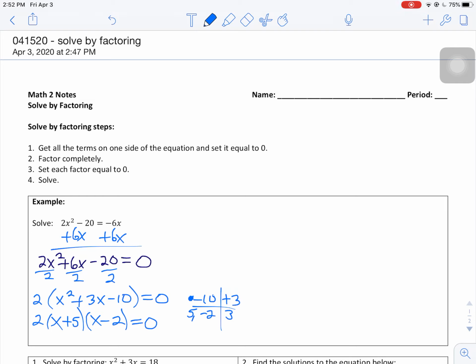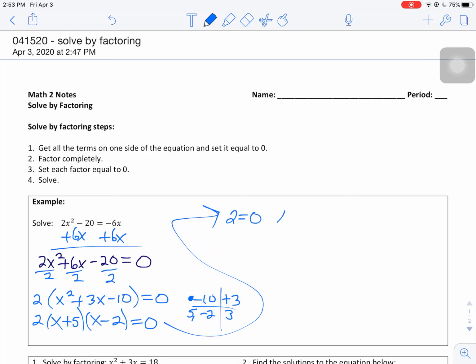So now we're multiplying 2 times x plus 5 times x minus 2. The only way we can multiply factors together and get an answer of 0 is if at least one of those original factors is 0. So for example, 2 times 0 is 0. Negative 8 times 0 is 0. 100 times 0 is 0. The only way I can multiply numbers together and get an answer of 0 is if one of the original numbers is 0. So I'm going to slide this over here, and I'm going to set each factor equal to 0 and solve for x.